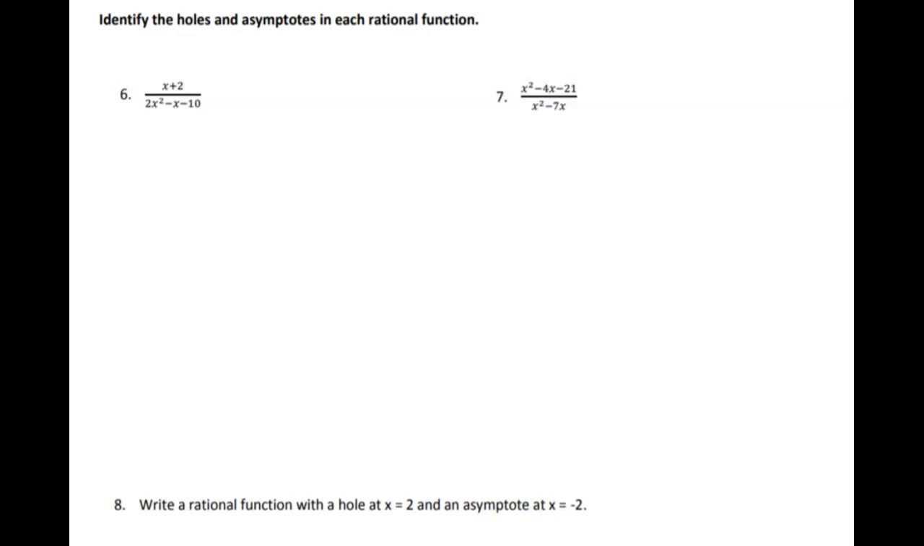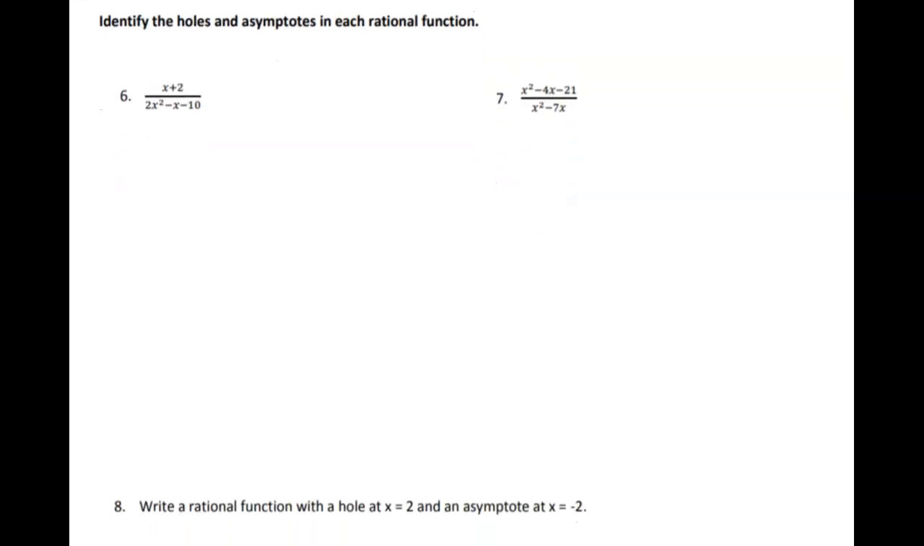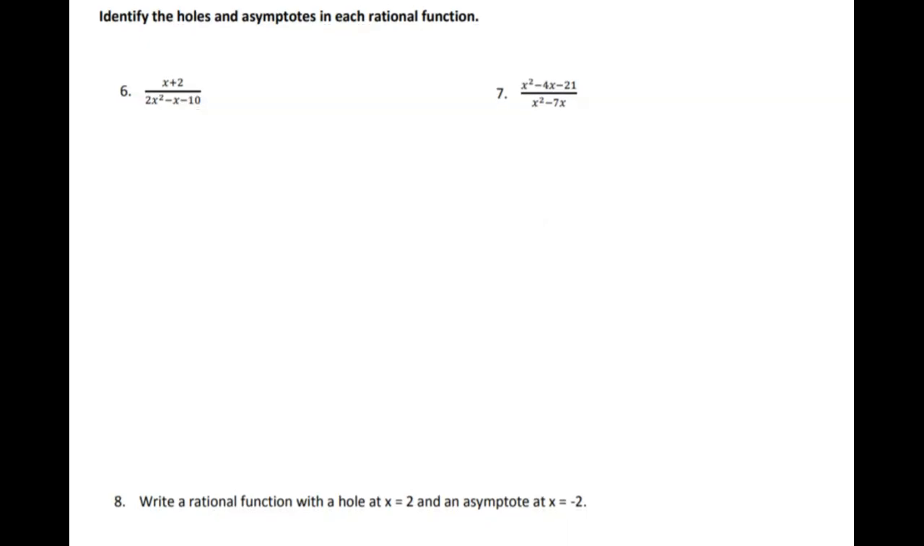This is the 10.3 homework, problems number 6, 7, and 8. So for 6 and 7, we'll identify the holes and asymptotes in each rational function. So for number 6, x plus 2, can't really do anything with that.